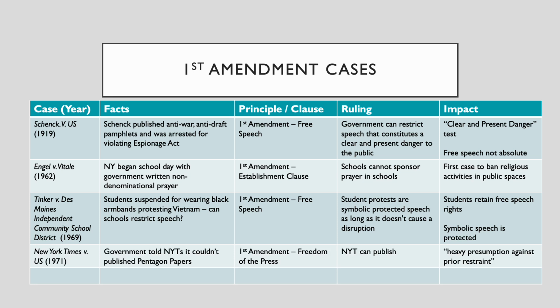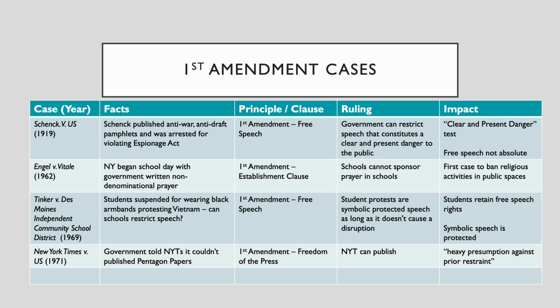New York Times versus U.S. was the Pentagon Papers case. The government told the New York Times they couldn't publish the Pentagon Papers. They sued the government over this, and the court ruled that the New York Times can publish the Pentagon Papers even if they are embarrassing, even if they deal with national security. And they established a heavy presumption against prior restraint. Prior restraint is the idea that government can tell you what you can or cannot publish in advance.